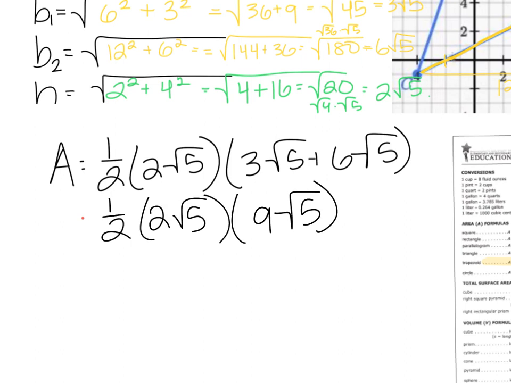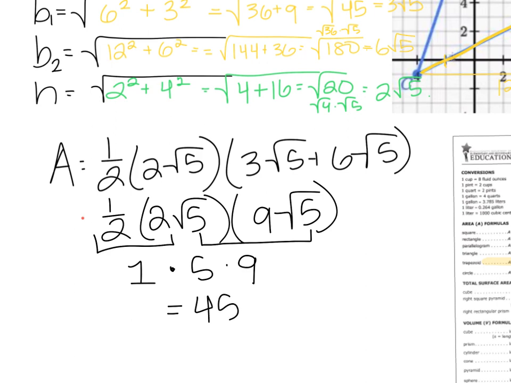Remember, with multiplication, you can do whatever order you want. So half of 2 is 1. Square root of 5 times the square root of 5 is 5 times 9, which means that the area of my trapezoid is 45 square units.